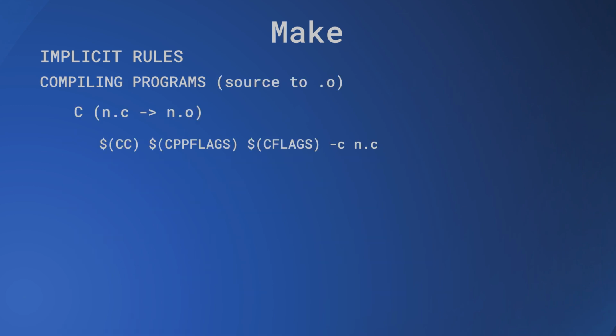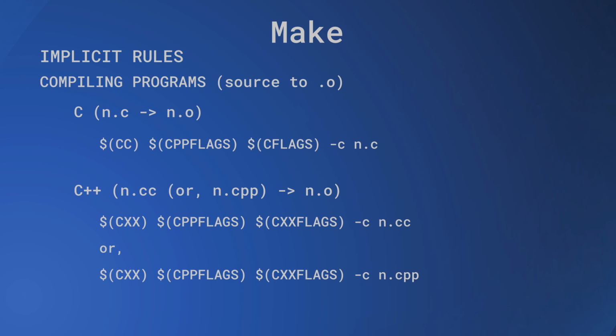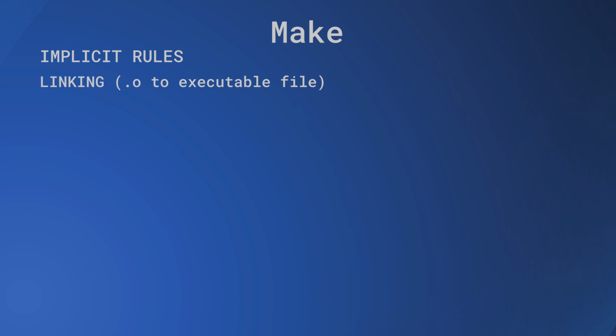Coming back to implicit rules, for compiling C programs, n.o is automatically made from n.c with the rule $(CC) $(CPPFLAGS) $(CFLAGS) -c. For C++, n.o is automatically made from n.cc or n.cpp or n.C with the rule $(CXX) $(CPPFLAGS) $(CXXFLAGS) -c. And there are rules for other languages, and the source files are identified by the suffix like .c for C programs, .cc or .cpp for C++ programs, etc. For linking, n is made automatically from n.o by the C compiler with the command $(CC) $(LDFLAGS) n.o $(LOADLIBES) $(LDLIBS).